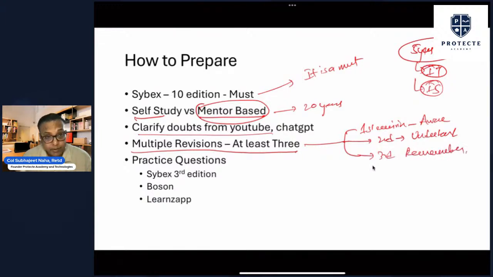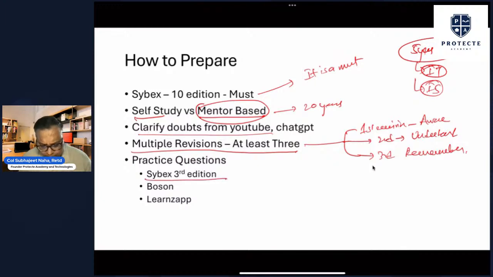I said remember, not memorize. Remember means when the question comes in front of you, you will remember, okay, this is part of what I studied. So that's why remembering, not memorizing, not rote memory. Leave that. And there are three practice question sets which you should do.